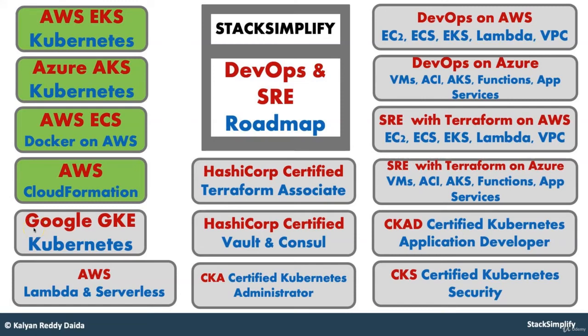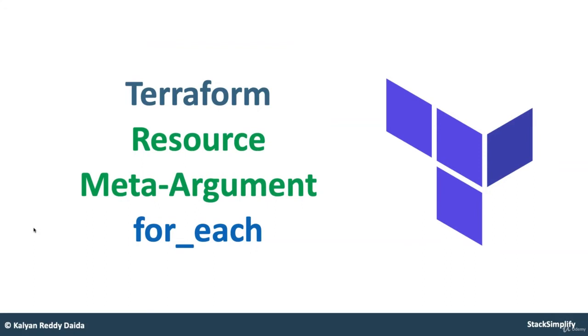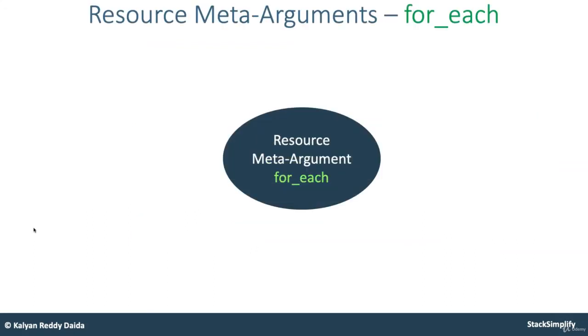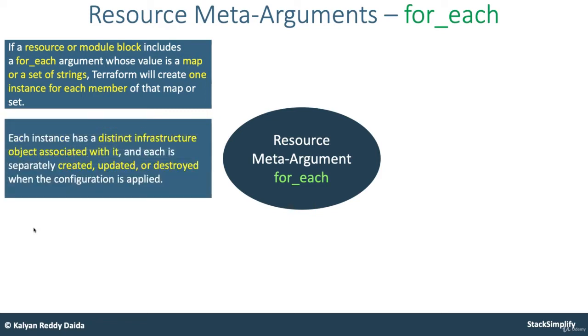Welcome back. In this lecture, we are going to understand the Terraform resource meta argument for_each. If a resource or a module block includes a for_each argument whose value is a map or a set of strings, Terraform will create one instance for each member of that map or set. Each instance has a distinct infrastructure object associated with it, and each is separately created, updated, or destroyed.